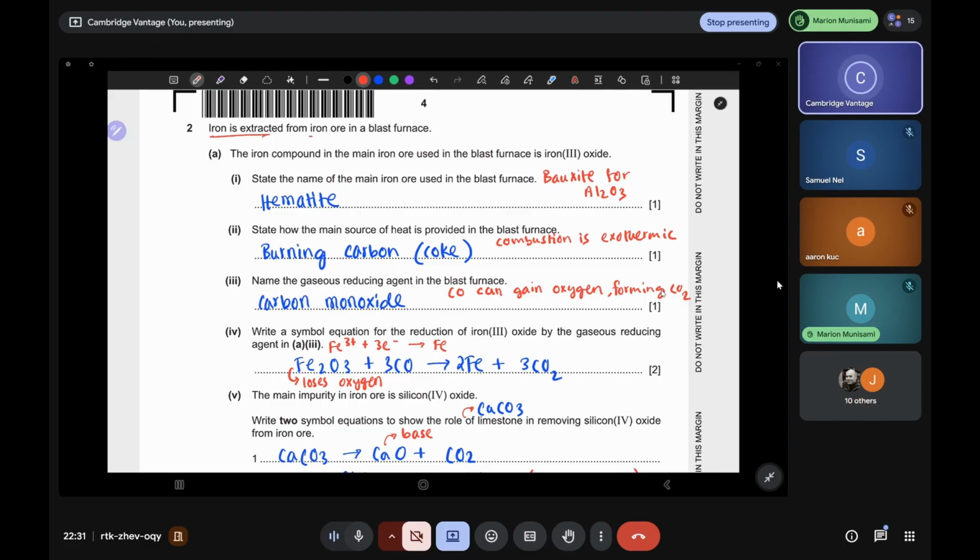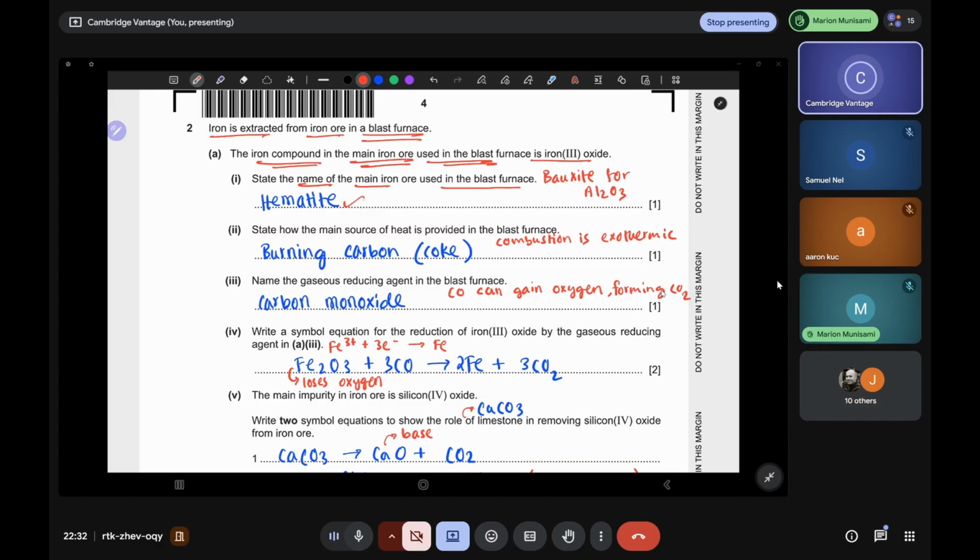Iron is extracted from iron ore in a blast furnace. The iron compound in the main ore used in the blast furnace is iron 3 oxide. State the name of the main iron ore used in the blast furnace. If you have attended the paper 2 session, I think we also did an MCQ, or a multiple choice question, that was asking about ore of iron and ore of aluminum.